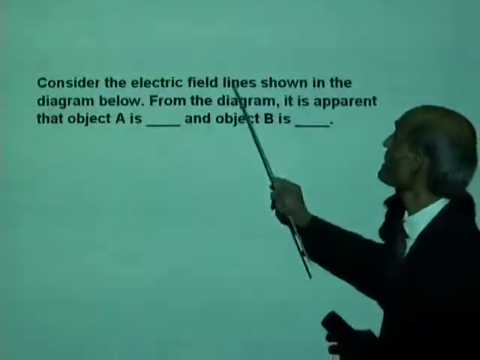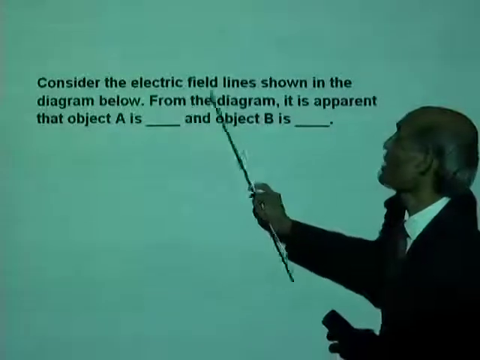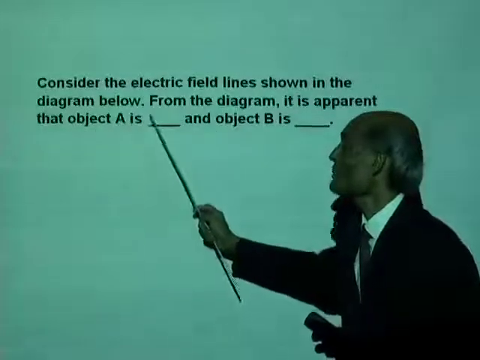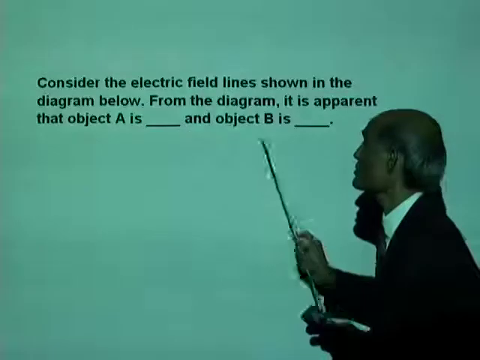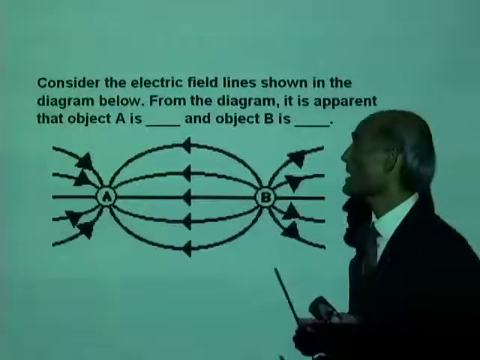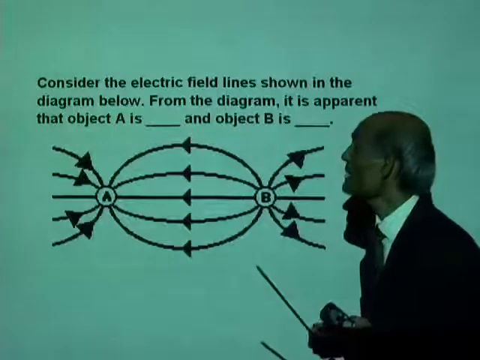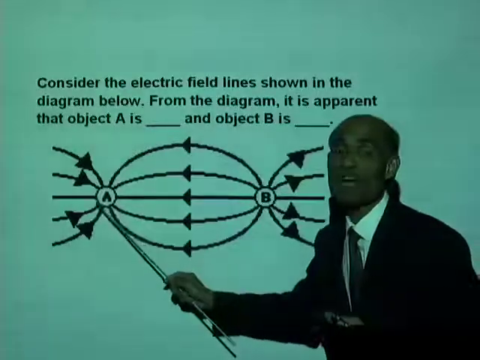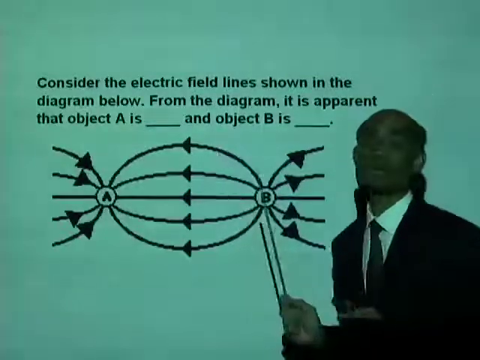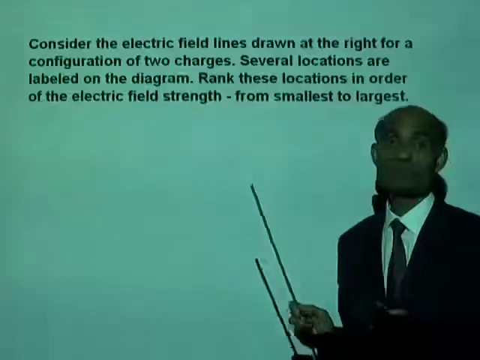Consider the electric field line shown in the diagram below. From the diagram, it is apparent that object A is dash and object B is dash. In other words, does it tell you anything about the type of charge carried by A and B? That is what I expect here. Alright, that is number 3.